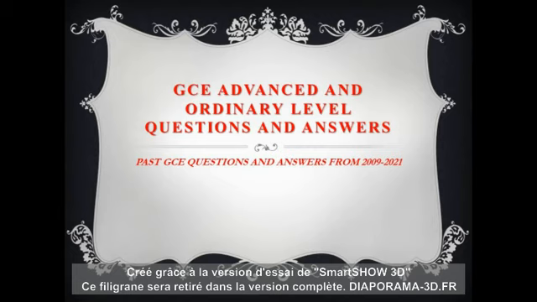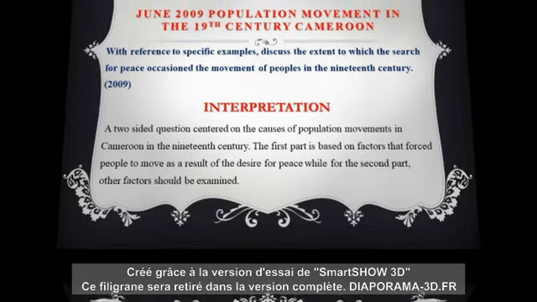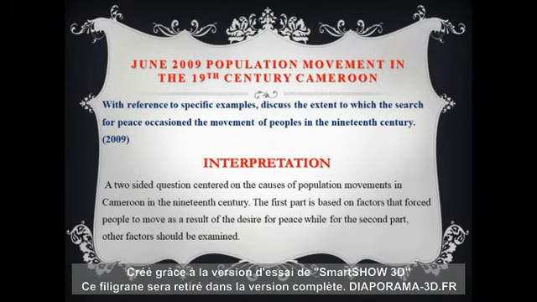With the interpretation of this question, you need to identify the key term, and the key term to this question is discuss the extent. Whenever you have a question with discuss the extent, know that that question is a two-sided question. So the interpretation of this question will be as follows. A two-sided question centered on the causes of population movement in Cameroon in the 19th century. The first part is based on the factor that forced people to move as a result of the desire for peace, while for the second part, other factors should be examined. This is the interpretation of the question.